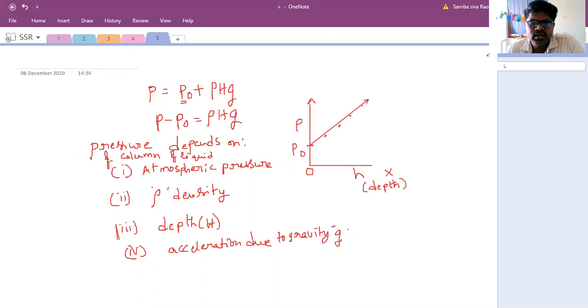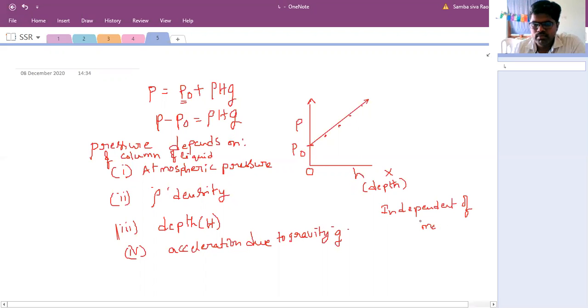If the gravity is 0, then immediately pressure will become 0, pressure difference will be 0. One atmospheric pressure we know already, that is equal to 1.013 into 10 power 5 pascals. And pressure is independent of the mass of the fluid or liquid. Are you clear here? It depends on the density and the height, independent of the mass. That we need to understand.